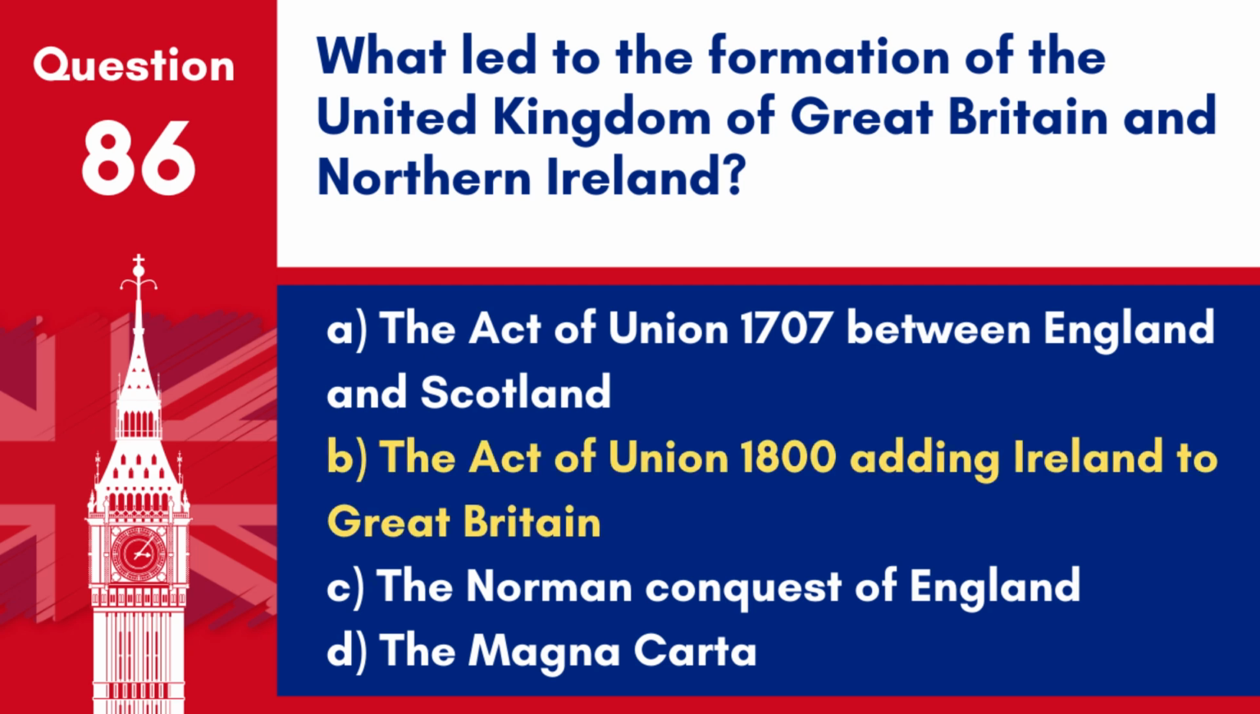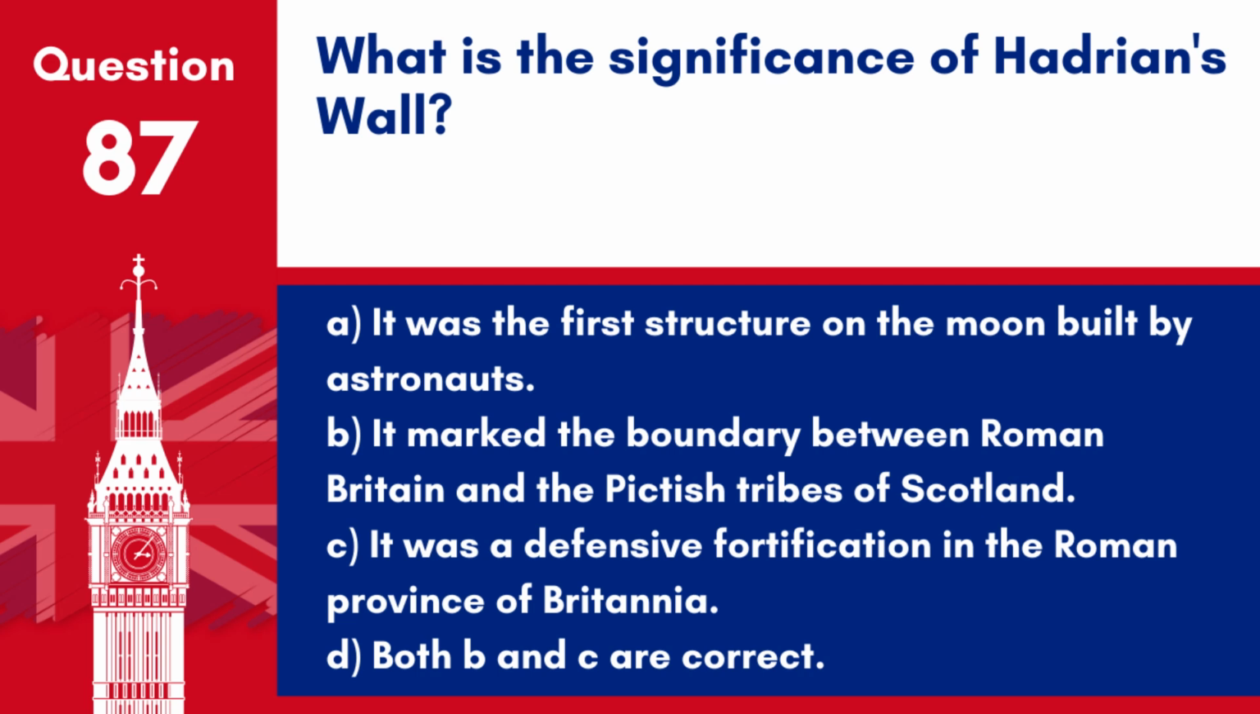The Act of Union 1800 adding Ireland to Great Britain led to the formation of the United Kingdom of Great Britain and Ireland, which became the United Kingdom of Great Britain and Northern Ireland following the partition of Ireland in 1921.